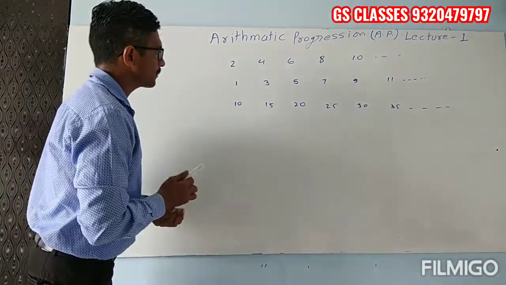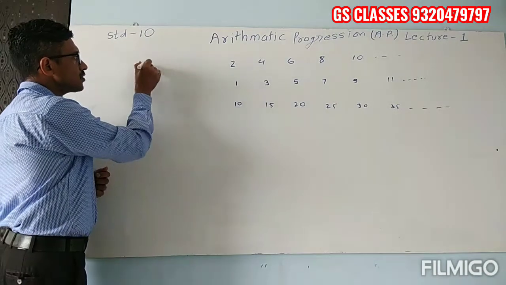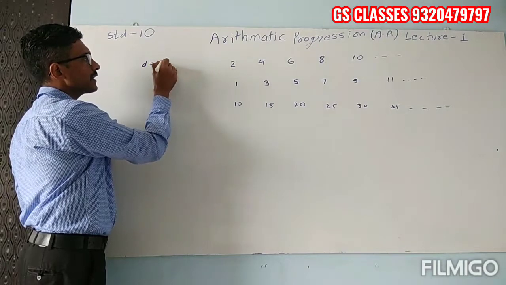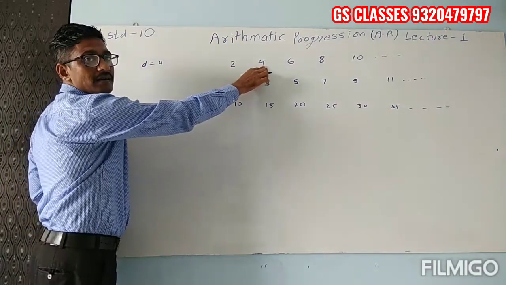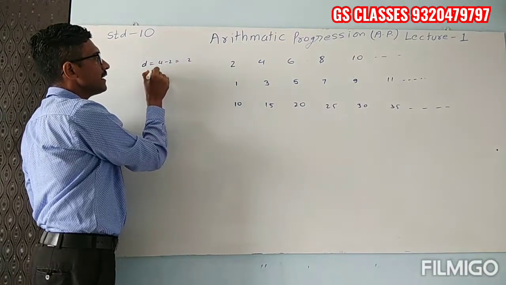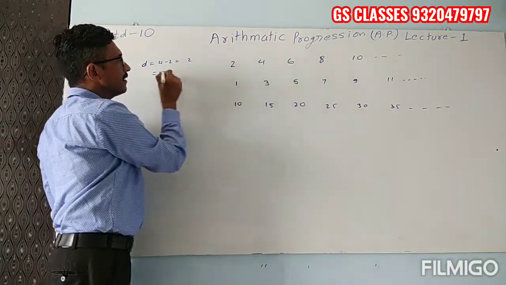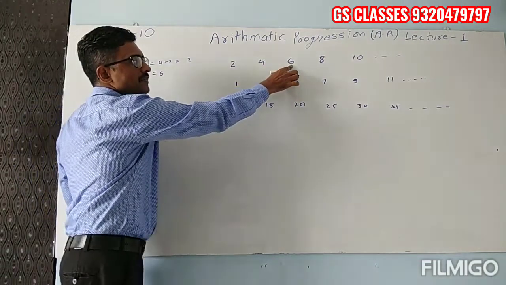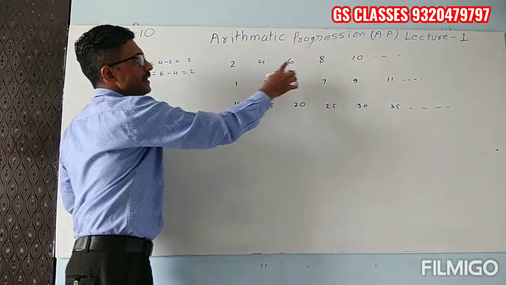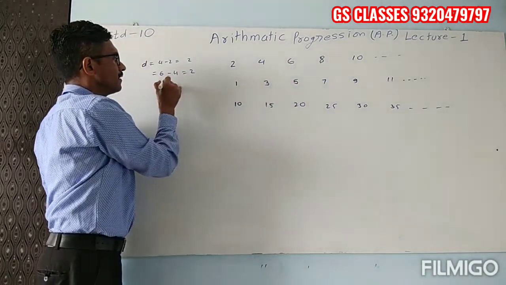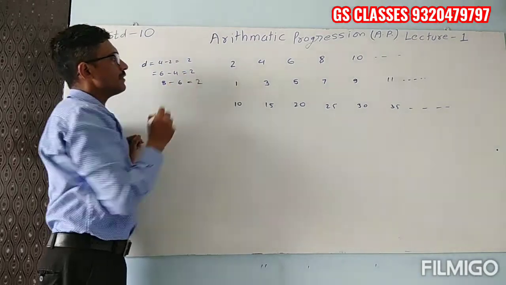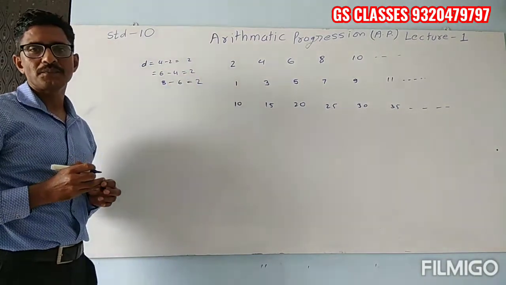So children, this constant difference we can obtain by subtracting the previous number from any number. You take any number minus the previous number. You take any number minus the previous number. The difference is what? 2.